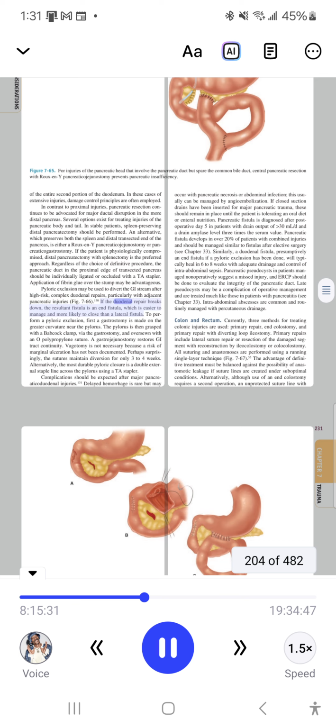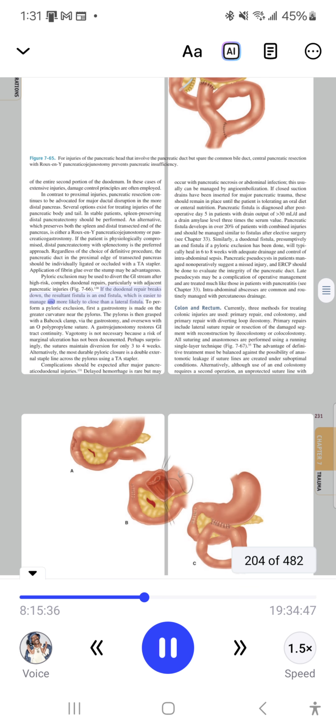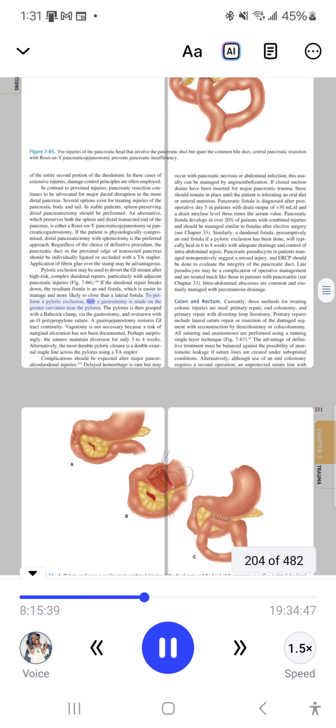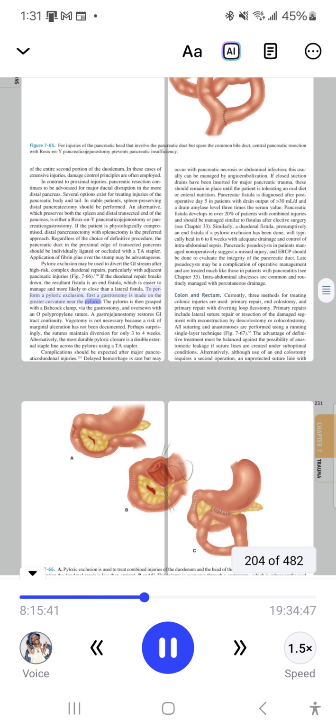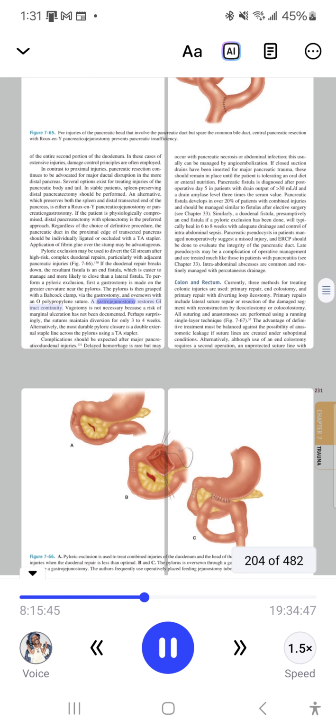If the duodenal repair breaks down, the resultant fistula is an end fistula, which is easier to manage and more likely to close than a lateral fistula. To perform a pyloric exclusion, first a gastrotomy is made on the greater curvature near the pylorus. The pylorus is then grasped with a Babcock clamp via the gastrotomy and oversewn with a 0 polypropylene suture.